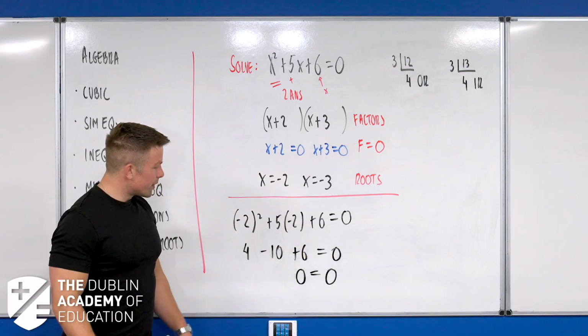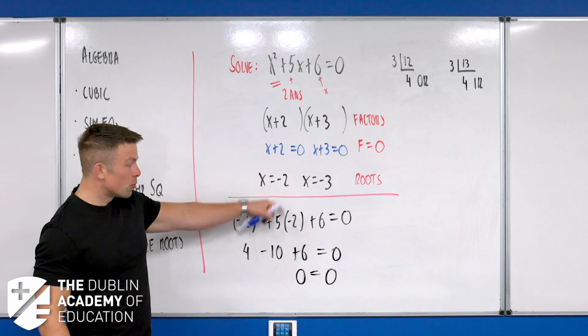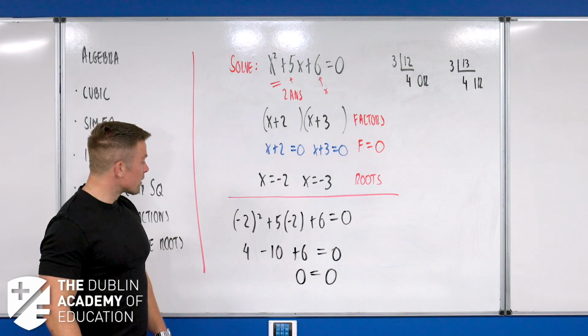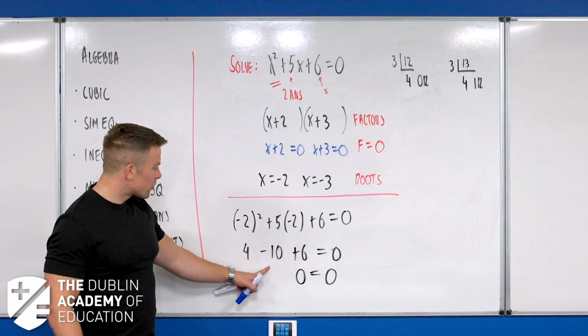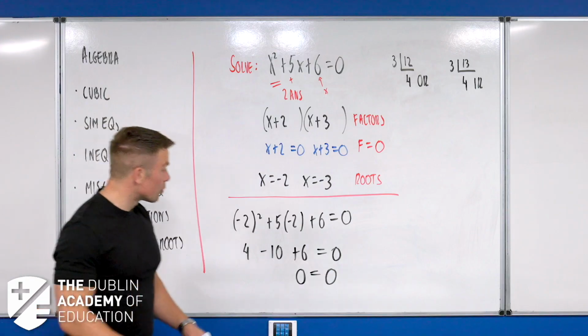If you did the same with minus 3, that would also get you 0 equals 0. If you did that with plus 2, it wouldn't work. If you put plus 2 in here, you would end up with what? You'd have 4, 10, so that would be 14, plus 6 is 20. So 20 is not equal to 0, therefore it's not a root.